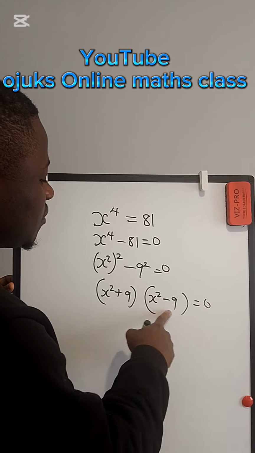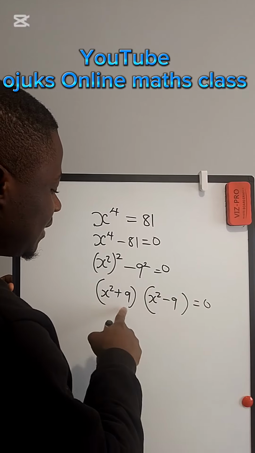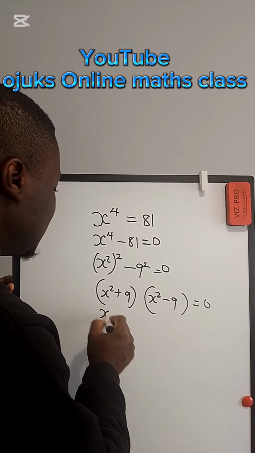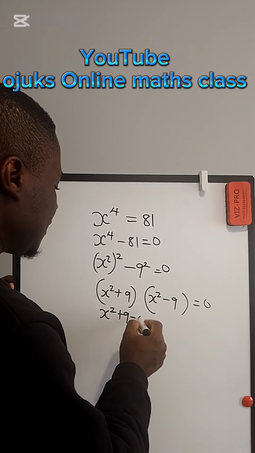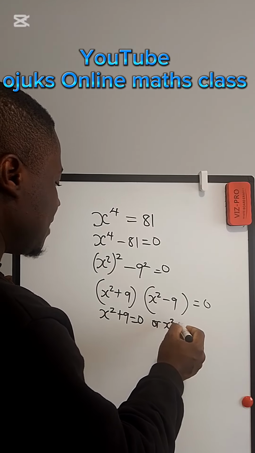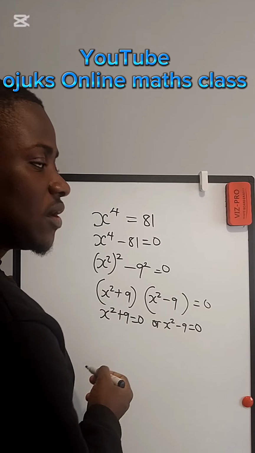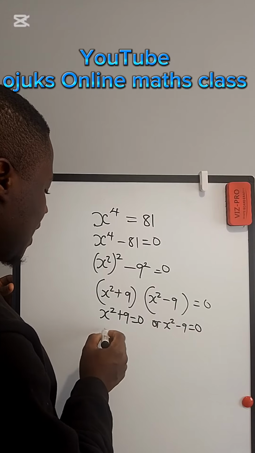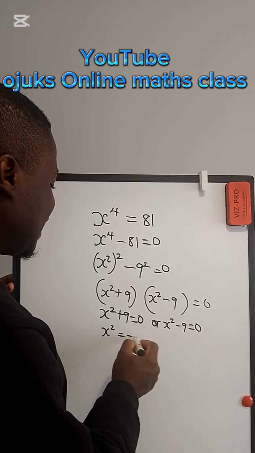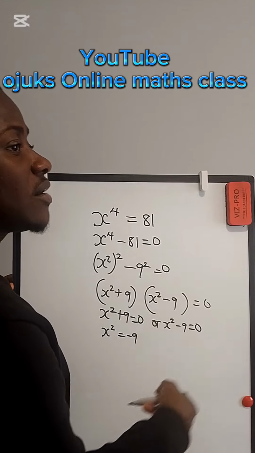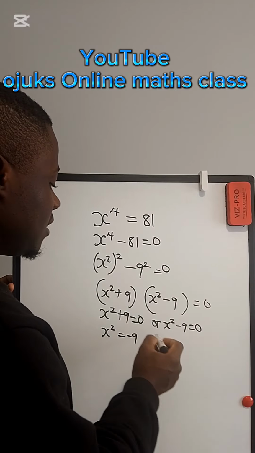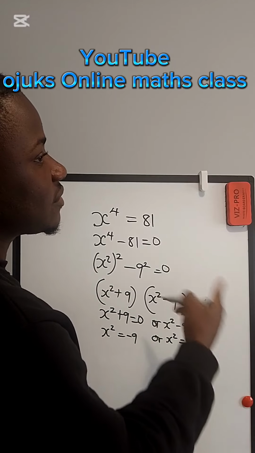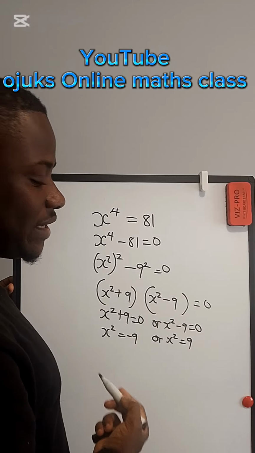Now, if the product of two numbers gives 0, it means that either of these two values is equal to 0. So easily, we can equate them to 0. So x squared plus 9 equals 0, or x squared minus 9 equals 0. So if we solve separately to get the value of x in each of the equations, of course, we're going to have that x squared is equal to negative 9 here, because plus 9 crosses the equal sign, it changes to negative 9. Or here, x squared is equal to 9. Because negative 9 crossing the equality sign changes to positive 9.